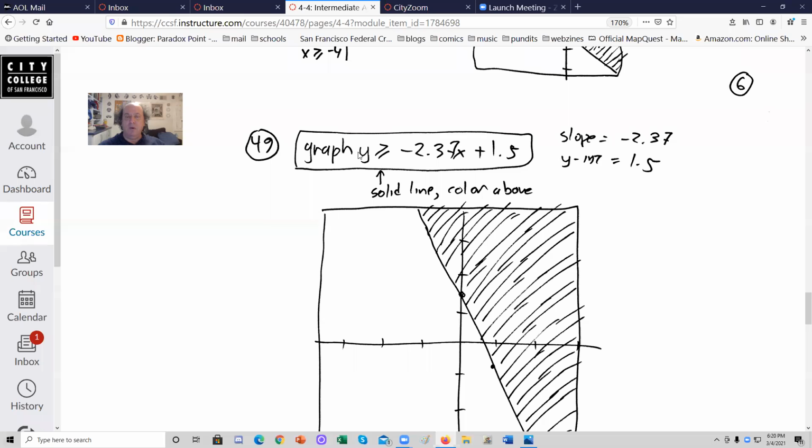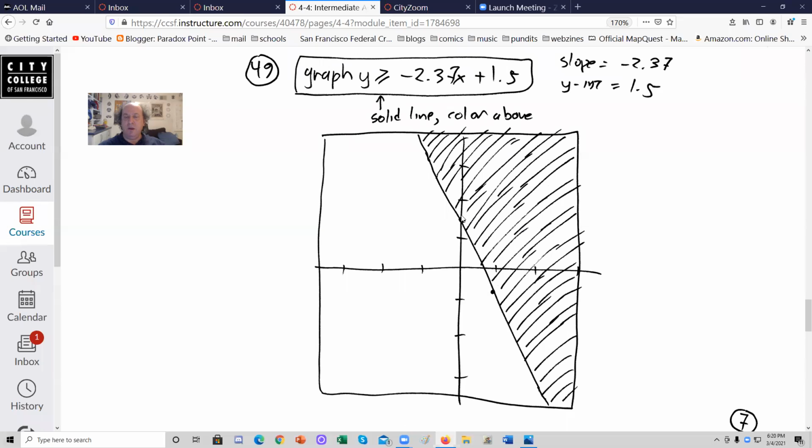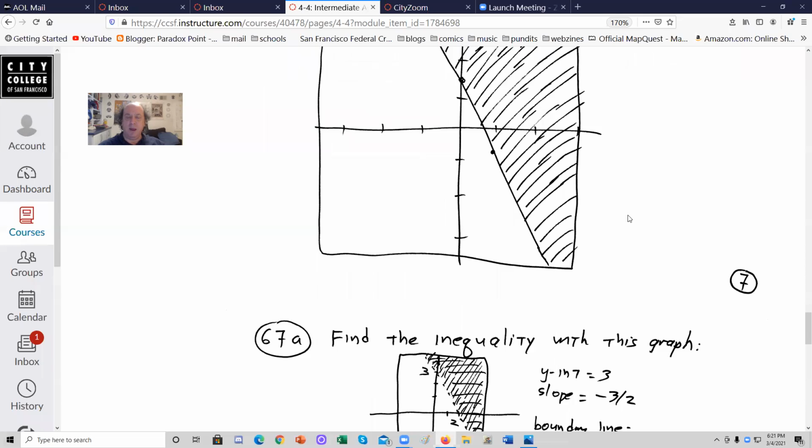Here we have graph y greater than or equal to negative 2.37x plus 1.5. Greater than or equal, solid line colored above. Slope is negative 2.37, y-intercept is 1.5. So 0 by 1.5, slope of negative 2.37, solid line colored above, this upper right half of the plane.